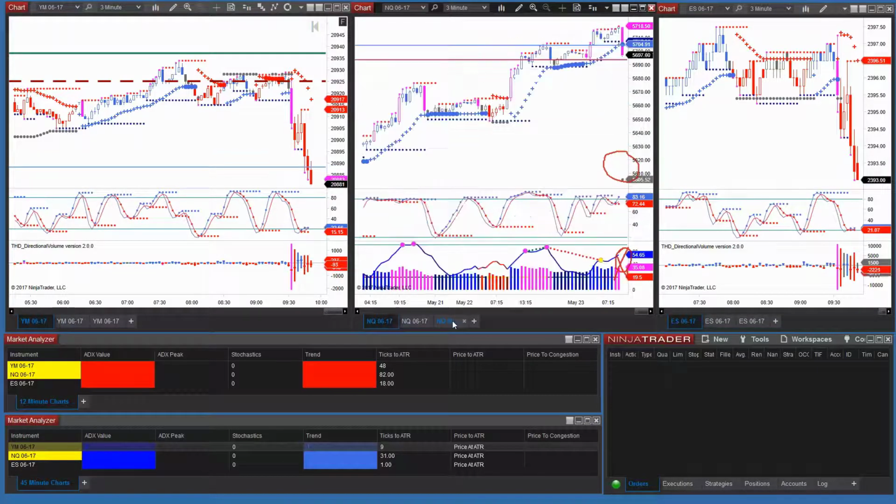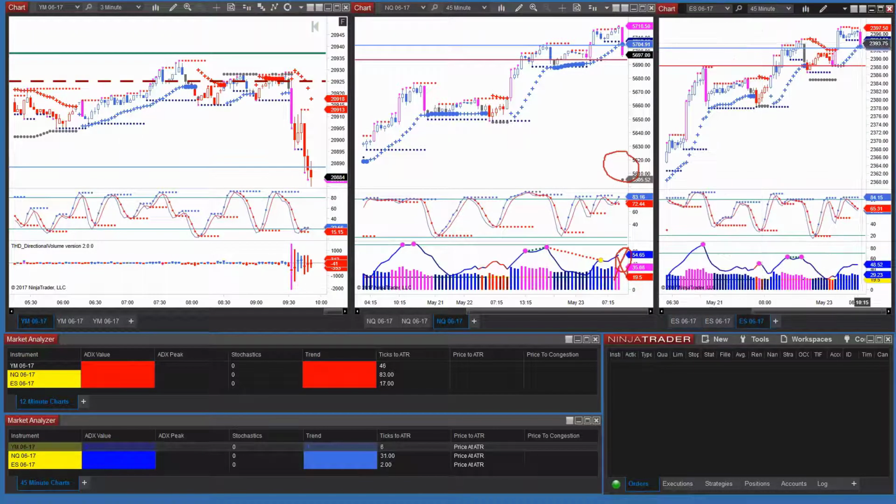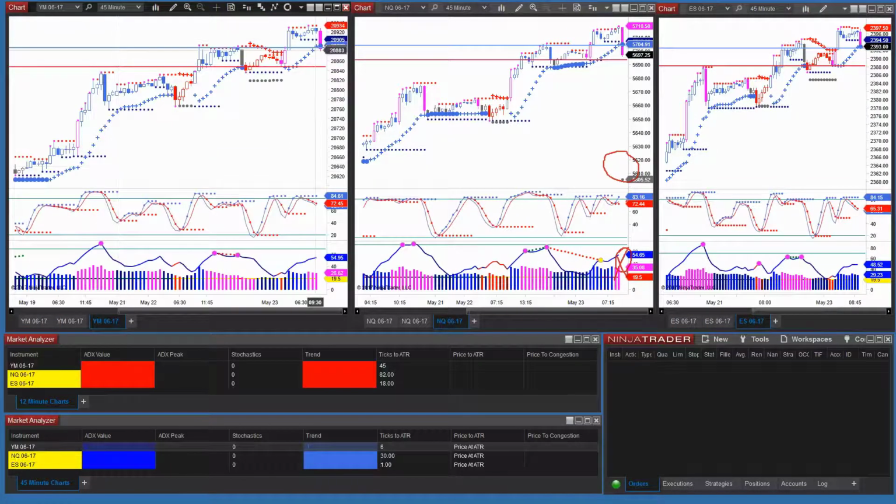But this is where I am going over and looking at the 45-minute to see, okay, are they breaking the ATR? They did that yesterday morning, okay? Same thing over here. Look at your 45-minute. Same thing over here. Look at your 45-minute. Are they breaking the ATR? And that simply means that the ATR will flip from blue to red.